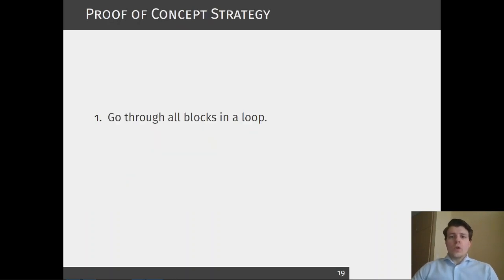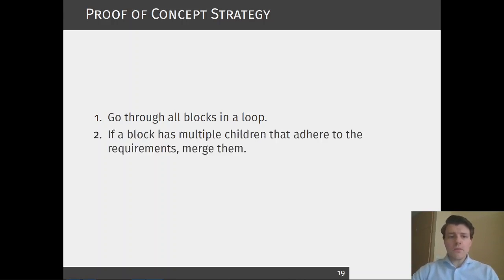So what we have done is implement a very naive bundling strategy, just to see that we can produce dual-issue single-path code. How the naive algorithm works is it goes through all blocks in a loop, then it looks at the children of this block, and if it has 2 children, meaning there is a branch, then it sees if these 2 children adhere to the requirements and can be bundled, and if they adhere, it does so.